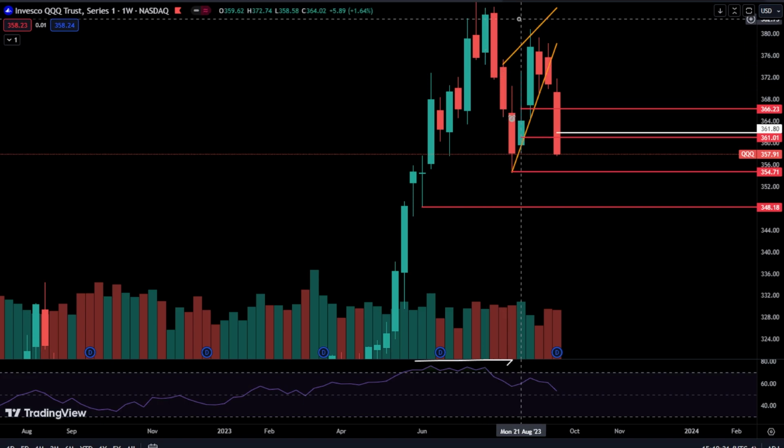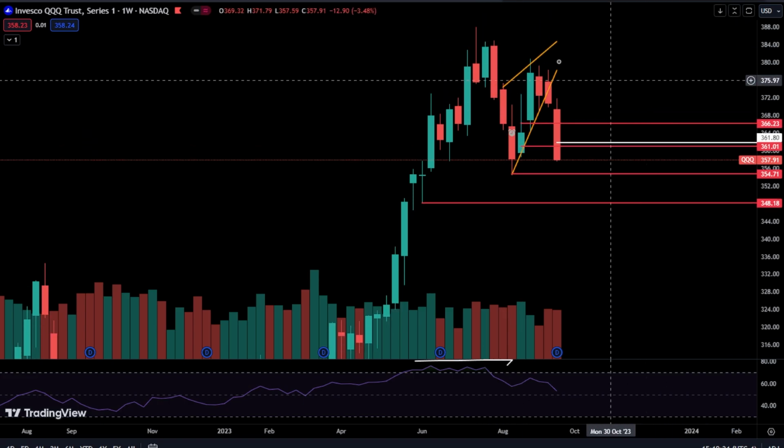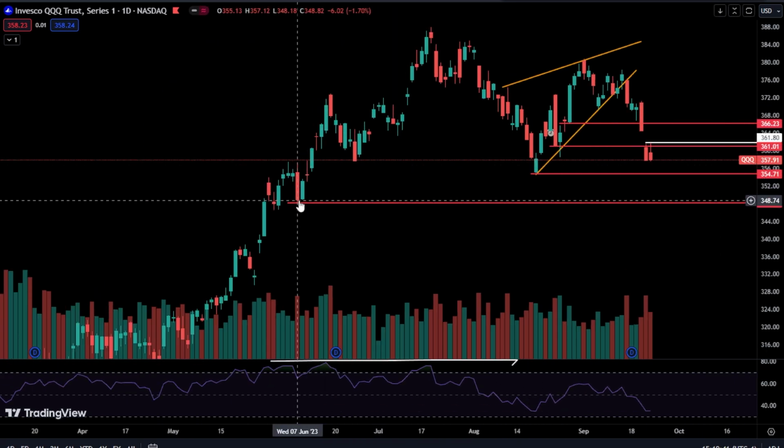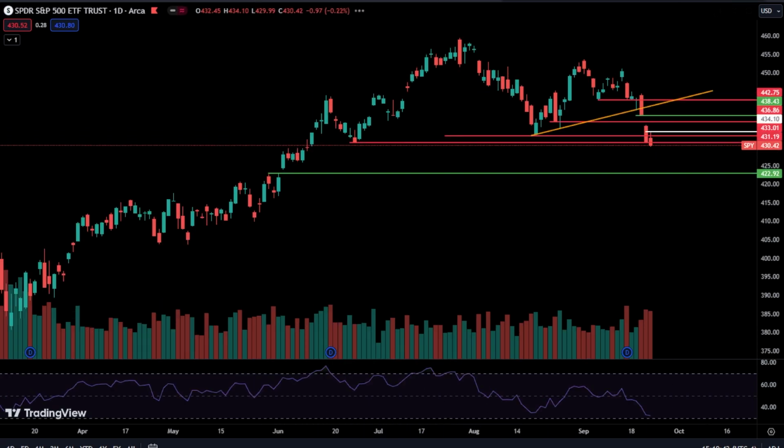If you are a buyer, you want to see that level hold, because if not, you don't have any more support until you come all the way back down here to 348.18, which is the low of this candlestick right here. Come over here to SPY.